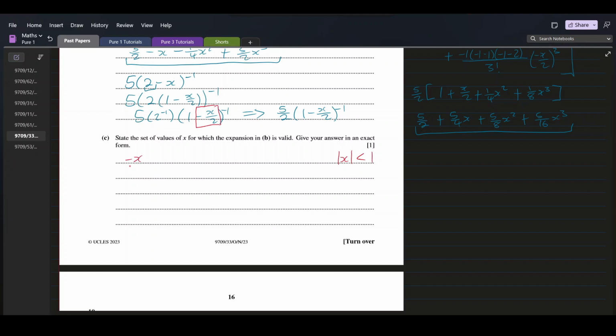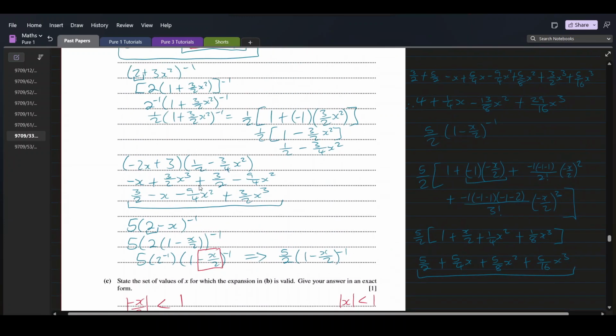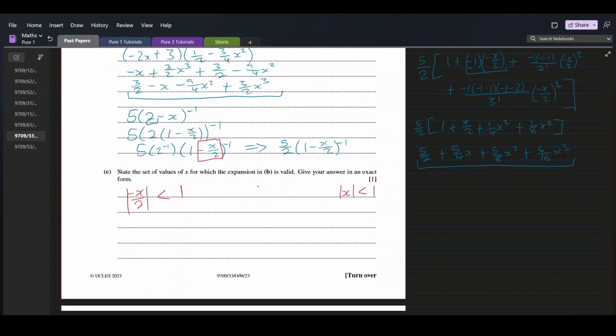So negative x over 2 should be between negative 1 and 1, or in other words, the modulus of negative x over 2 should be less than 1. And then we also used 3 over 2 x squared, and that should also be between negative 1 and 1. In other words, its modulus should be less than 1.